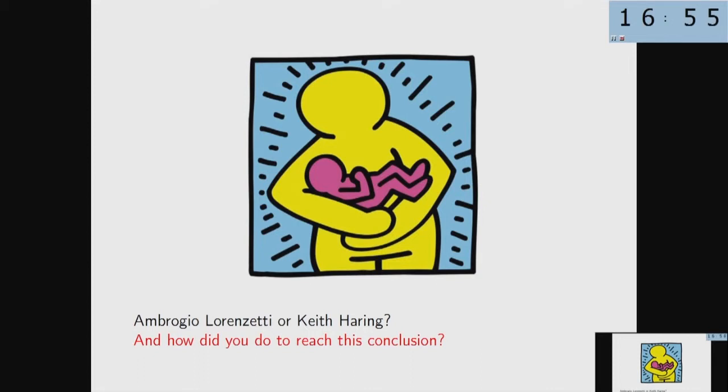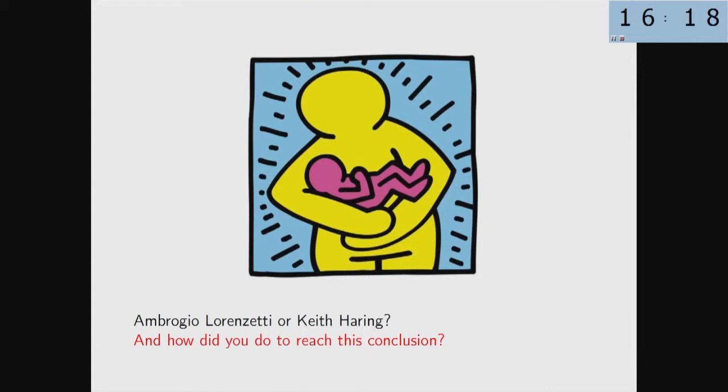So then I asked them, how did you reach this conclusion? If I had never seen any work of Lorenzetti or any work of Haring, could you explain to me a method to make the distinction between a work of one painter and a work of another? They were mostly unable to explain anything. They didn't know how to explain how they were able to identify the artist of this work. They said it's obvious, it's visible, everyone can see it, but there was no explanation of the method. So this was exercise 1.